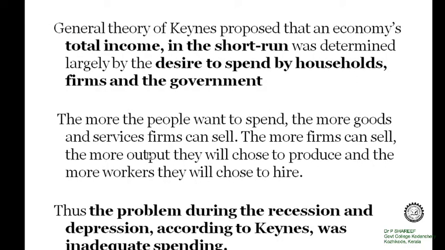The general theory of Keynes proposed that an economy's total income in the short run was determined largely by the desire to spend by households, firms, and the government. The more the people want to spend, the more goods and services firms can sell. The more firms can sell, the more output they will choose to produce, and the more workers they will choose to hire. Thus, the problem during the recession and depression, according to Keynes, was inadequate spending.